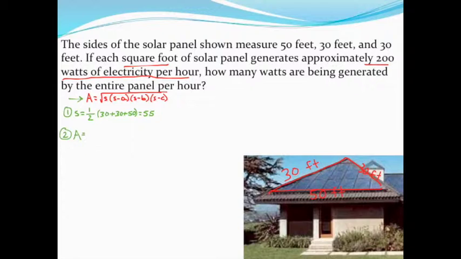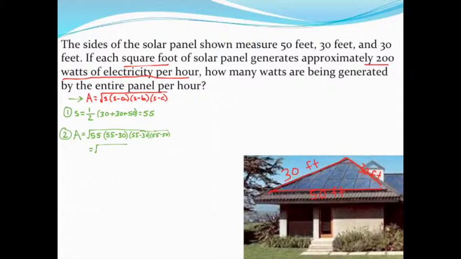So the area is equal to the square root of the semi-perimeter, 55, and then three sets of parentheses where I subtract the different side lengths from that semi-perimeter. So 55 minus 30, 55 minus another 30, and then finally 55 minus the third side, which was 50. Using a calculator for this, I'd recommend you do it in a couple of steps and try not to type this whole thing at once.